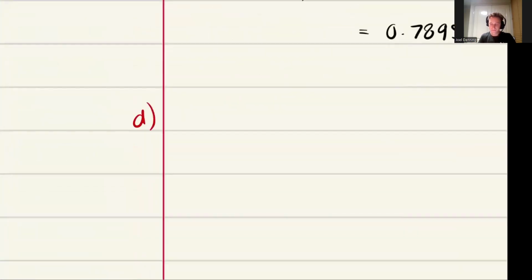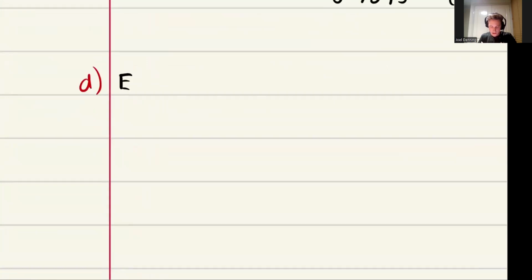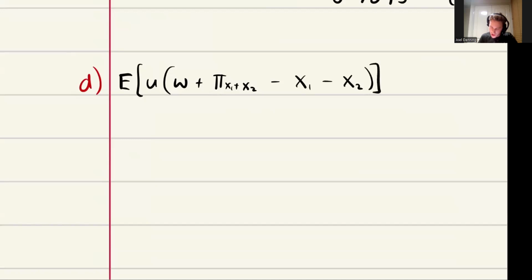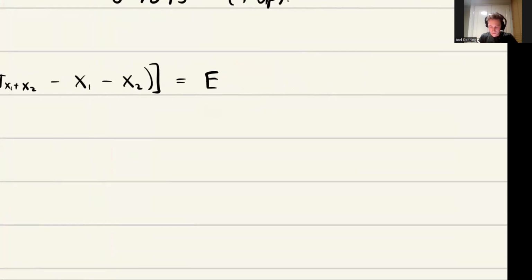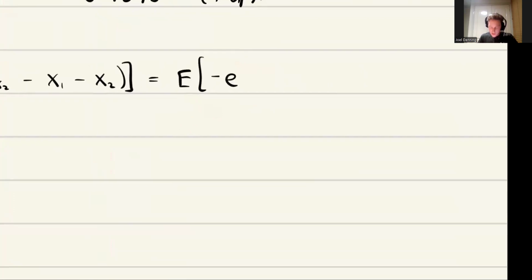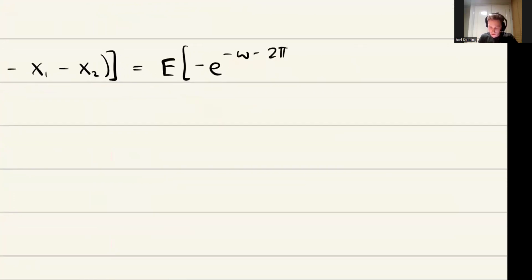Okay, so part D is basically the same start. So the expected utility, so our initial wealth plus the premium we get minus any claims. So minus x1, minus x2. The only thing I'll note is that we're assuming that we're charging the same premium. So this premium here is still 2 times that answer we got in part A. Okay. So again, this is just going to be the expected value of negative e to the negative w minus 2 pi x plus x1 plus x2. We're going to pull the constants out the front again.